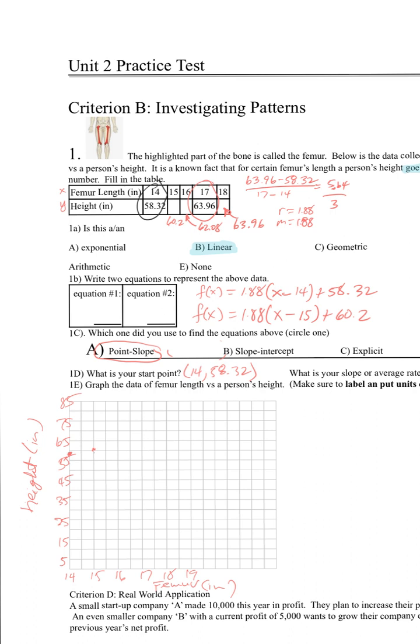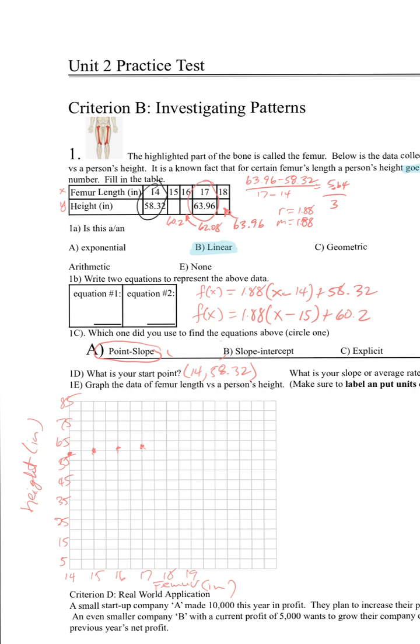Okay, and then at 15, and then 16 is 62. 16 is 62, 55, 62. Oh, that's 60, so 15, 60, that's 62. And then 17 is 63. 63, very short here. Somewhere close to here.